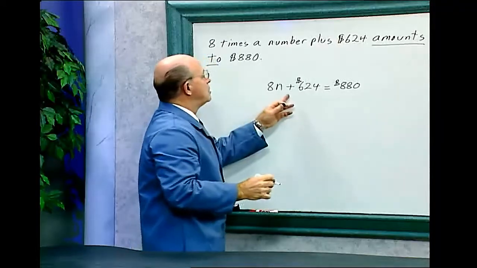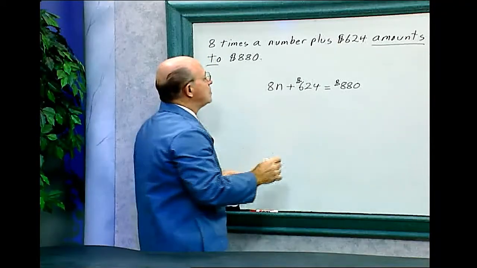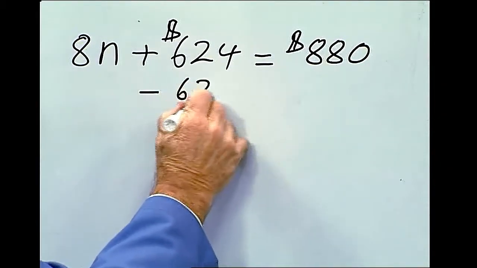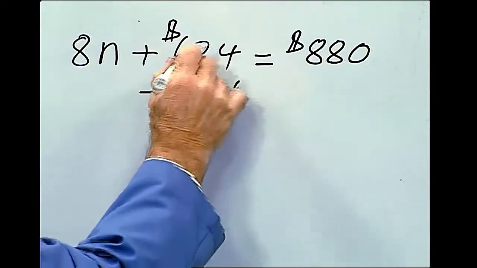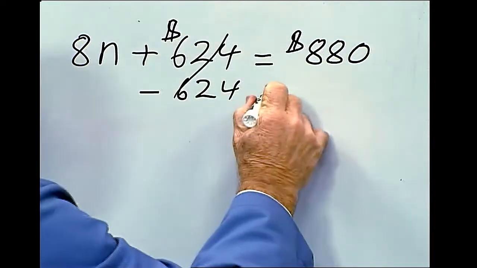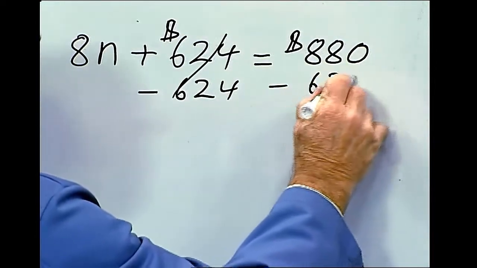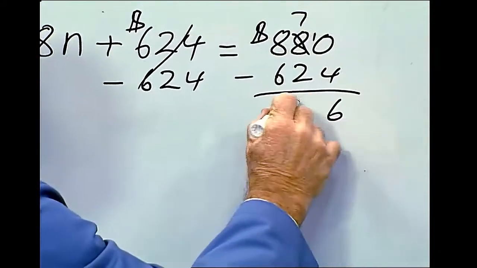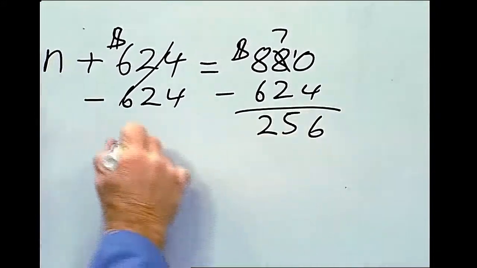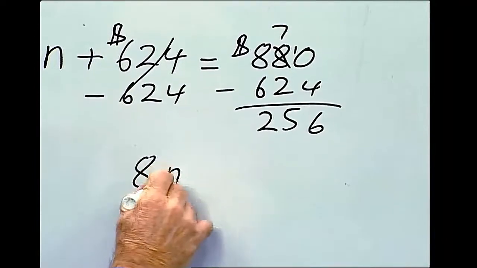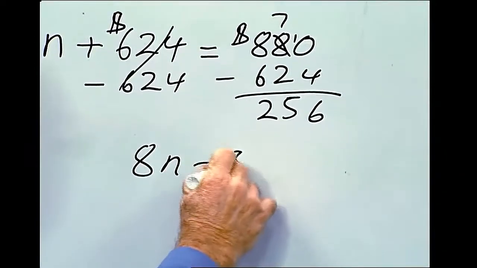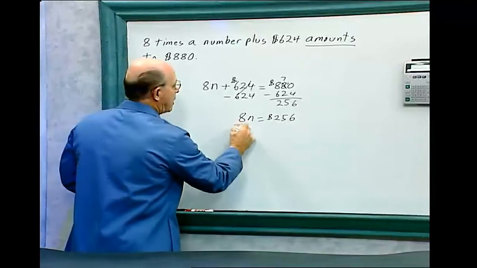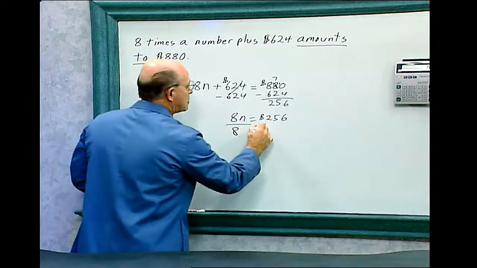Remember, we do the addition or subtraction first in the equation. So minus 624, and that will negate that, minus 624, and that equals 256. So 8n equals $256. And now we just divide each side by 8.